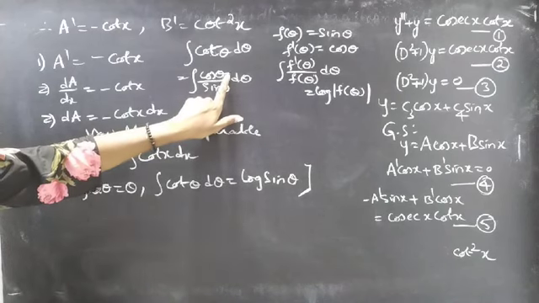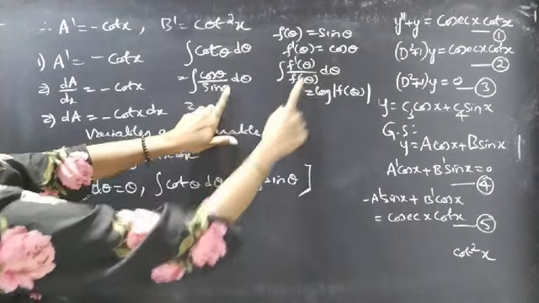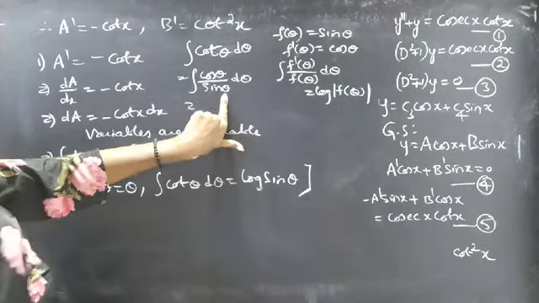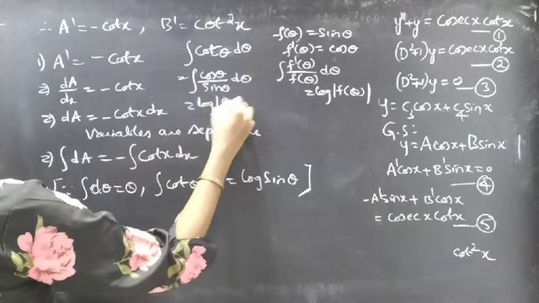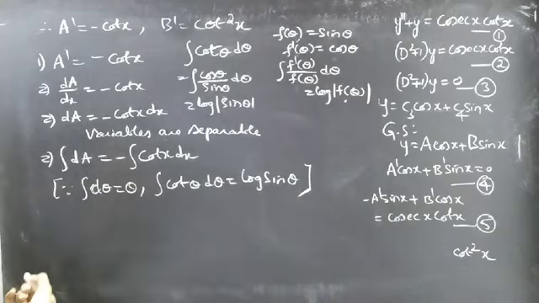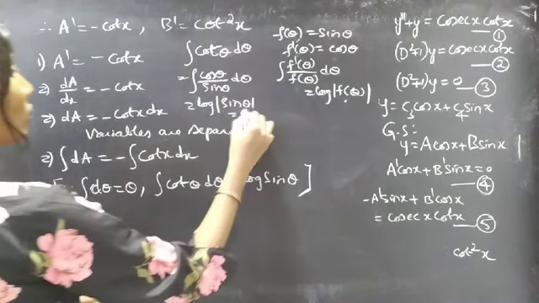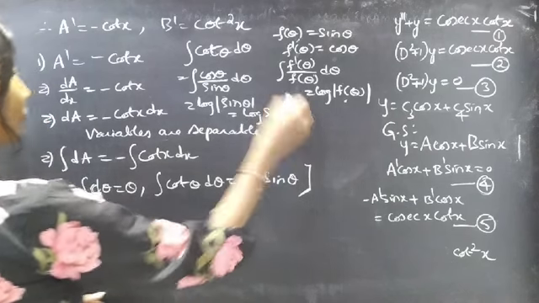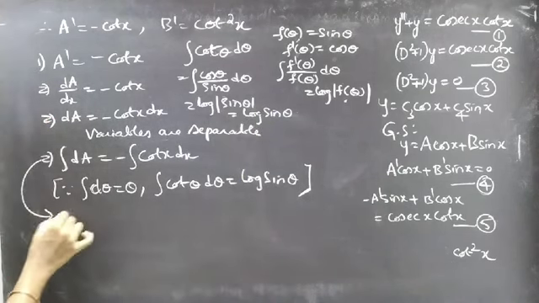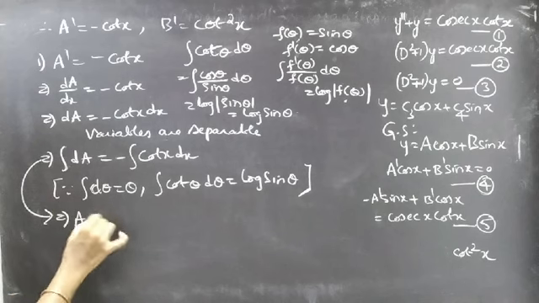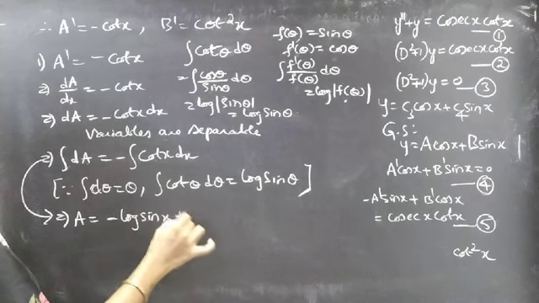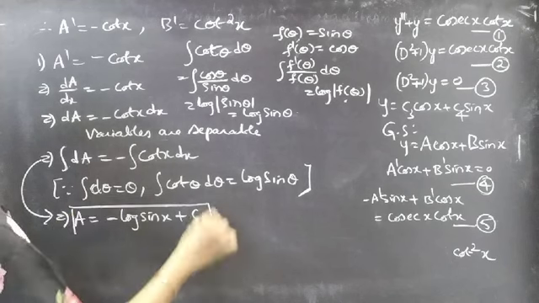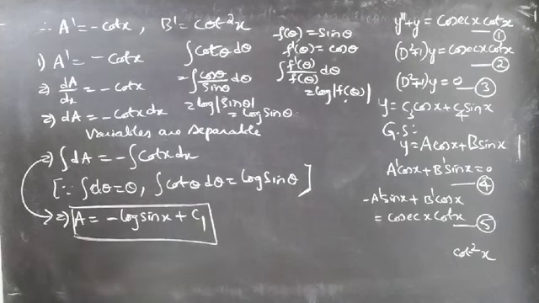Here the integrand is of the form f dash of theta by f of theta, so we can write it as log mod sin theta using this formula, or log sin theta. Now this becomes integral dA, a equal to minus integral cot x dx, which is log sin x plus some integral constant, say c1. So we got a from a dash equals minus cot x. Let's find b from b dash equals cot square x.